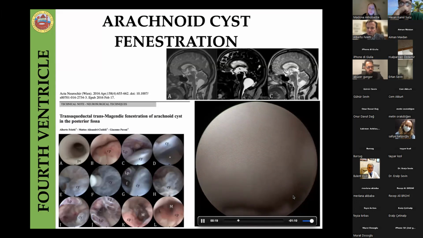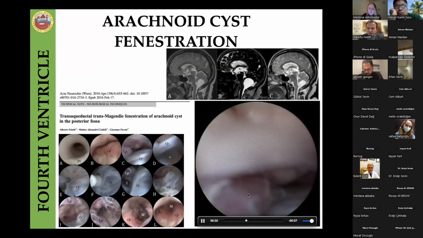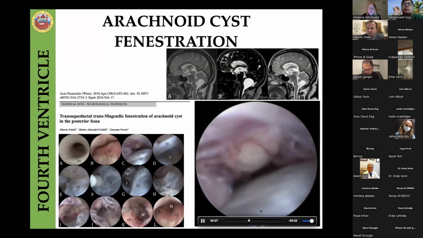Here, with a flexible scope, I found my way in this narrow passage, and I got to the area of the Magendie foramen. This is the area postrema area, the obex area. Here you can see the PICA, the left PICA, and this is the cyst wall.